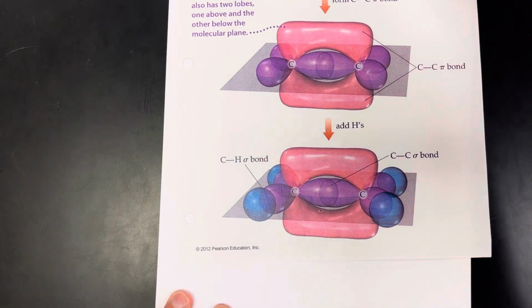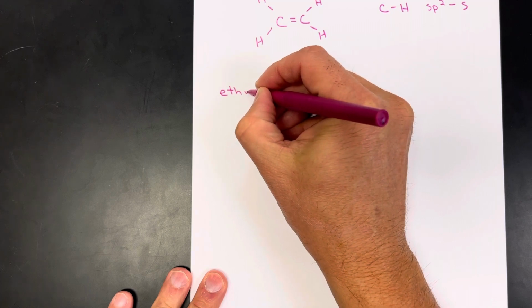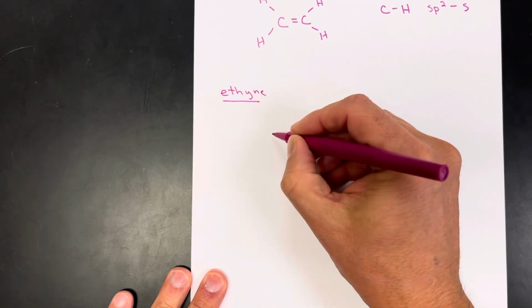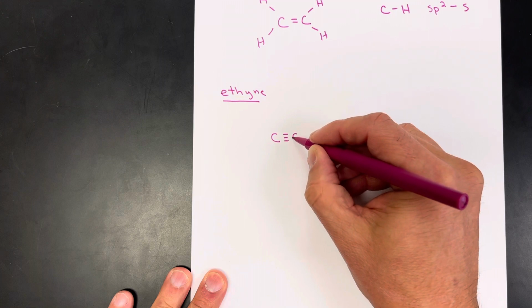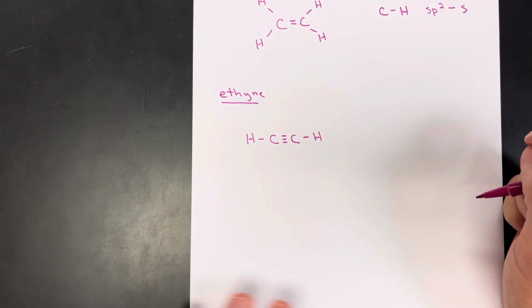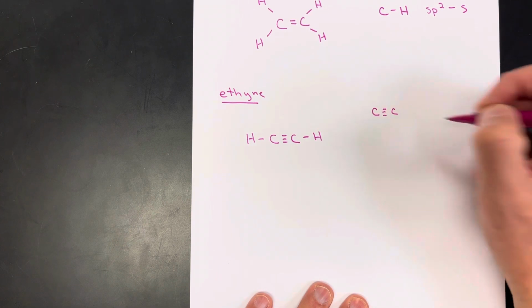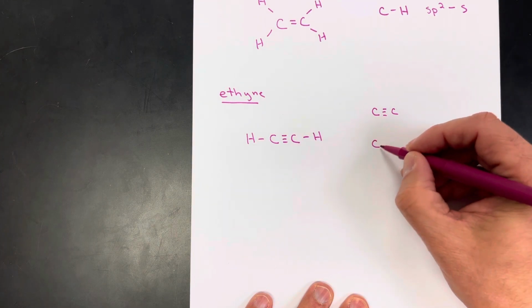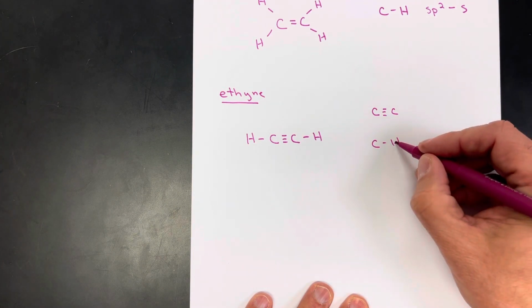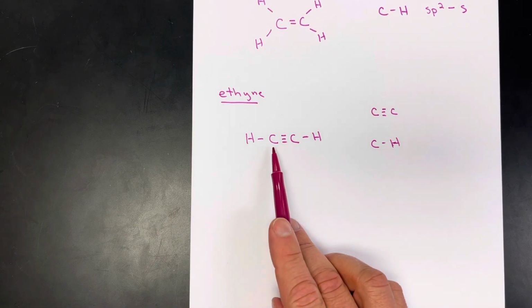Okay, let's talk about one more, okay? Actually got a couple more, but one major molecule is going to be ethyne, okay? And this is what ethyne looks like. There's a triple bond between the carbons, but I want to do the same thing. What type of electron orbital overlap occurs between the carbons? And then what type of electron orbitals are overlapping for the carbon-hydrogen bond, okay? And it all comes back down to counting your electron domains.